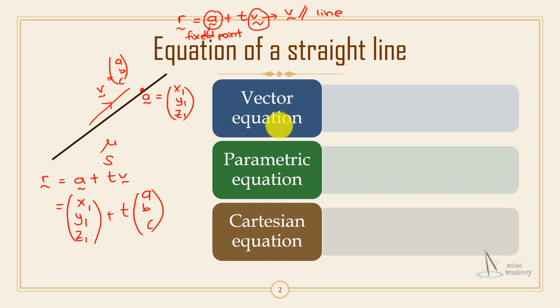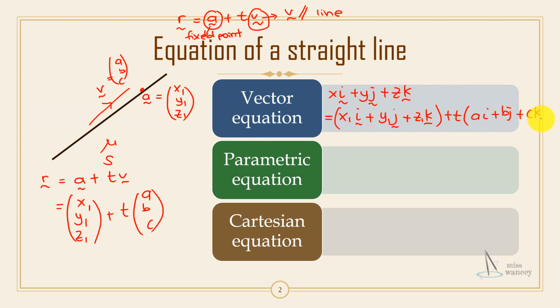Okay, so let us obtain the vector equation. We are going to write them down in vector form. So this is xi plus yj plus zk, which is r. r is xi plus yj plus zk, and this is equal to a, where a is x1i plus y1j plus z1k. This is your fixed point, plus t, and then the v is ai plus bj plus ck. This is how we write them down in the vector equation.